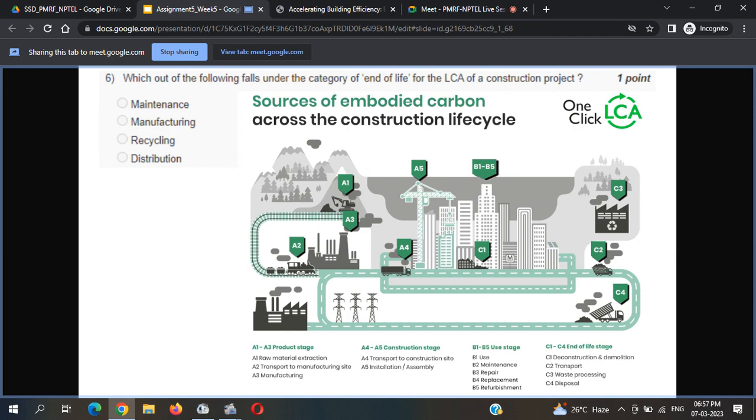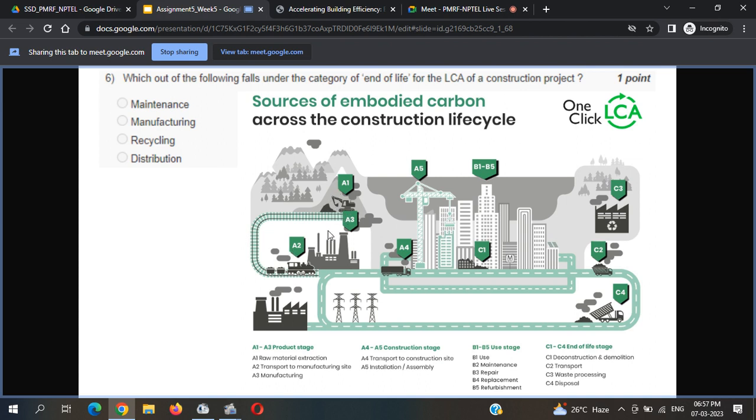First is the product stage, where raw material is extracted. Then is the construction stage. So using the raw material, the construction of the building is done. And then use stage, where the building is used, it's maintained, repaired, refurbished, everything. And then is the end of life of the building, where it's demolished or deconstructed and waste processing and disposal takes place. So product stage, you can see A1 to A3 is the product stage.